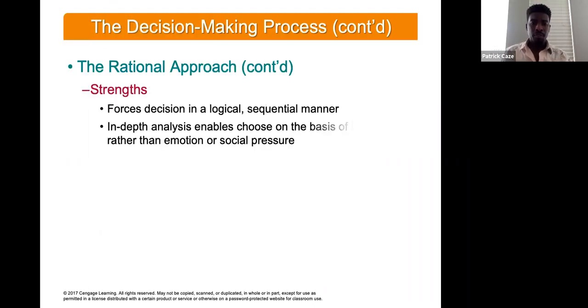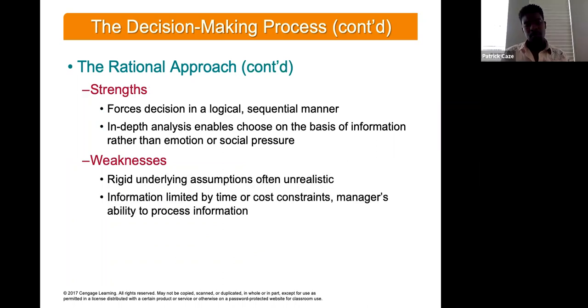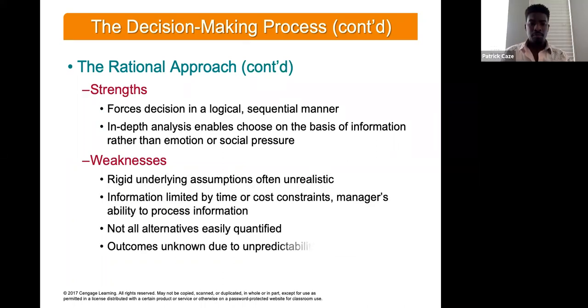All right. Some strengths of the rational decision making approach: it forces decisions in a logical, sequential manner, right? So a rational decision makes you go in a step by step, orderly fashion to come to some conclusion. It also allows you to do a little more of a deep dive and look at the information and base your decision on information and not emotion or external pressure, external factors, right?